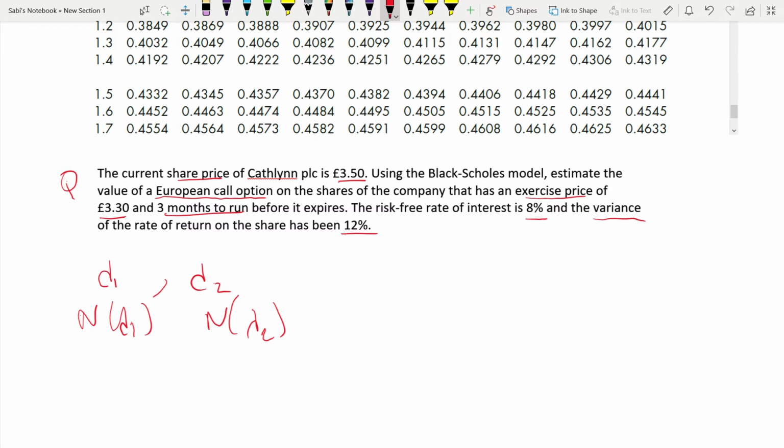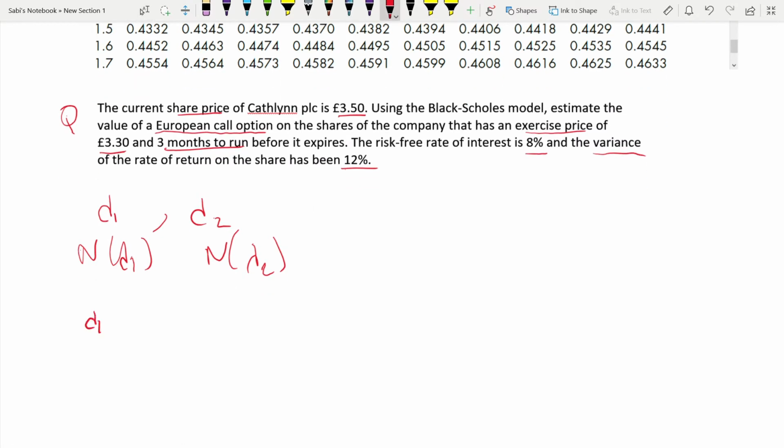The formula is there in your formula sheet on your CV platform. You will have access to it. So there the formula is given to you. But let me write the formula again. The formula is D1 equals ln, that is logarithm of PA, that is the share price, divided by PE, that is the exercise price, plus R, that is the interest rate, plus 0.5 S squared, that is standard deviation, you are squaring it.